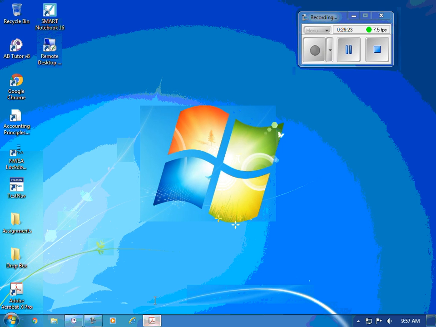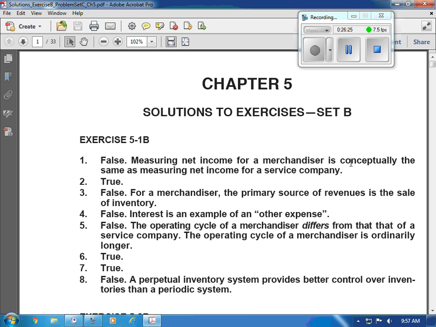Okay, let's take a peek at some answers. We'll start with the 5.1. Measuring net income for a merchandiser is different than that of a service. False. We've decided that net income is still net income. Overall, it's taking a look at money in minus money out. We just have to take a couple minus outs, meaning minus cost of goods sold and minus expenses for the merchandiser. Number 2 is true.